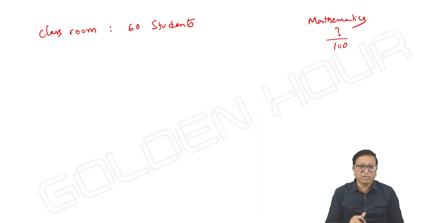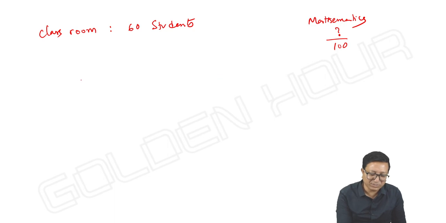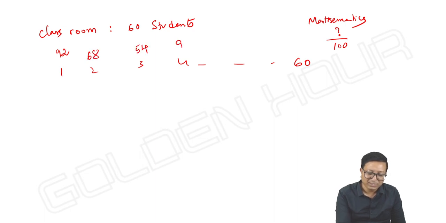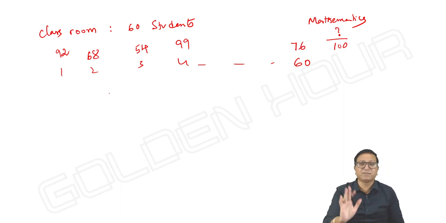I would like to see. What we do, we take all the 60 students, 1, 2, 3, 4, etc. up to 60. For each one, how many marks? Suppose he got some 92 marks and he got some 68 marks, he got some 54 marks and he got around 99 marks, and he got around 76 marks, like that; different people are having different marks. Then what do we do?